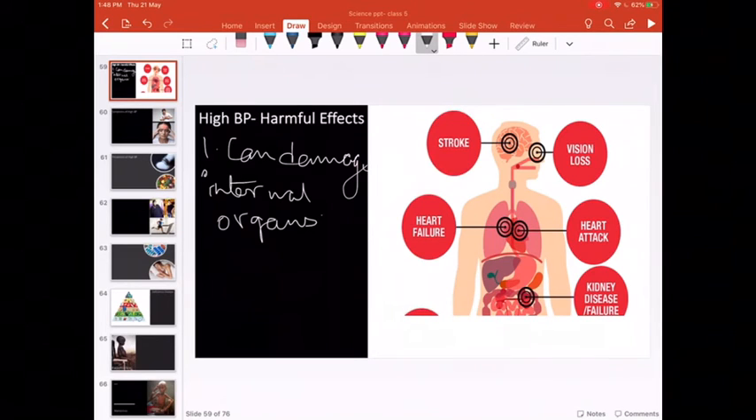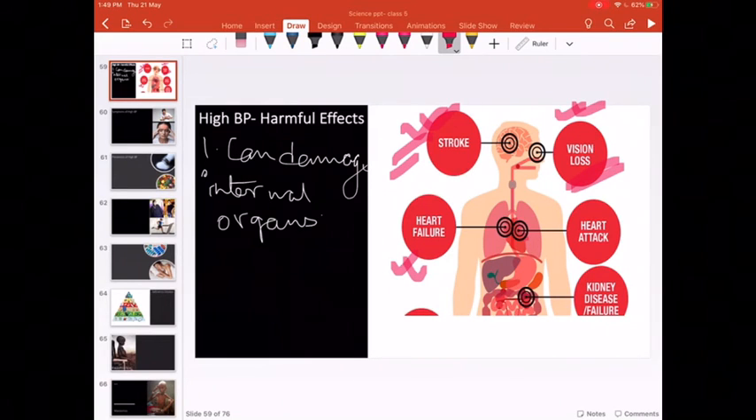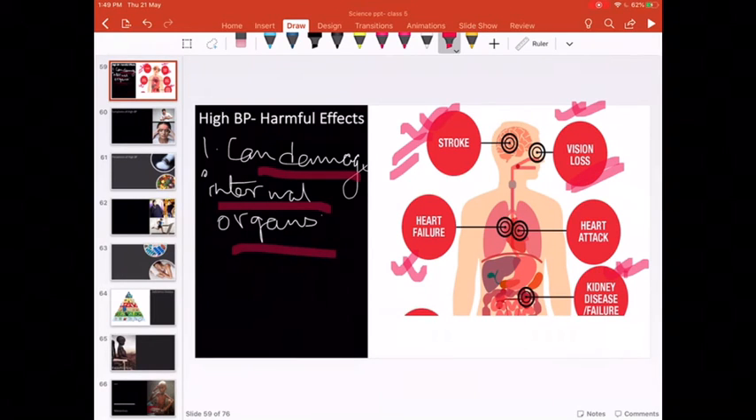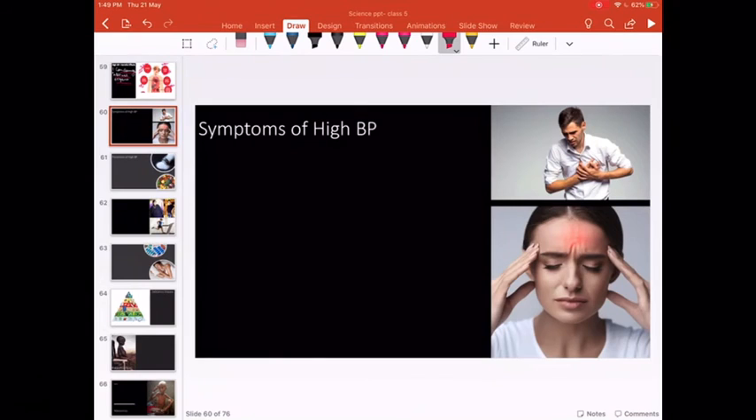So you can see some bad effects I have given here in the picture. This can create stroke in our brain. It will go straight, hit the brain with high pressure, and that might damage our brain. Stroke. That might hit our eye and damage our vision. It might hit the heart valves with high pressure, and we might get heart attack. Okay, and it might hit the kidneys, and we might get kidney disease or kidney failure. So this is the way it can damage the internal organs.